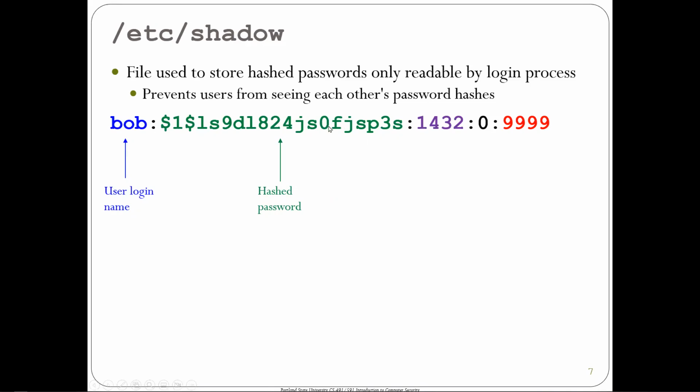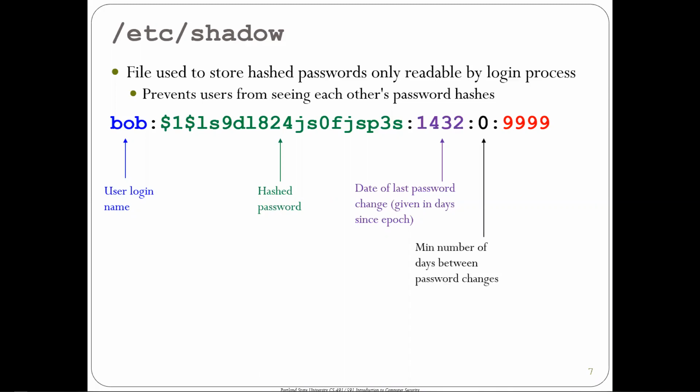The other thing that it stores is the date that the password was last changed. This is given as an absolute number of days from the epoch, from 1970, so it could be a large integer. In this case, for brevity, I made it a short integer. The last two are the minimum number of days between password changes and the maximum number of days between password changes. Now, this is a really primitive way of specifying a password policy.